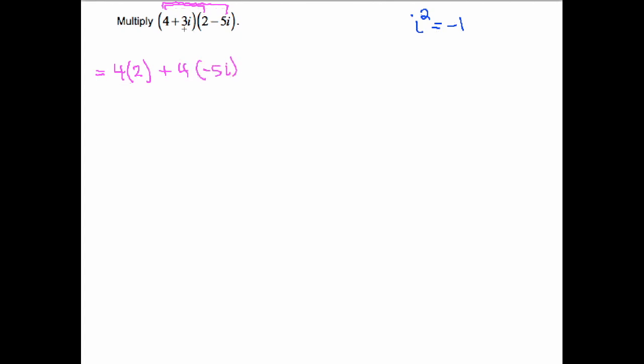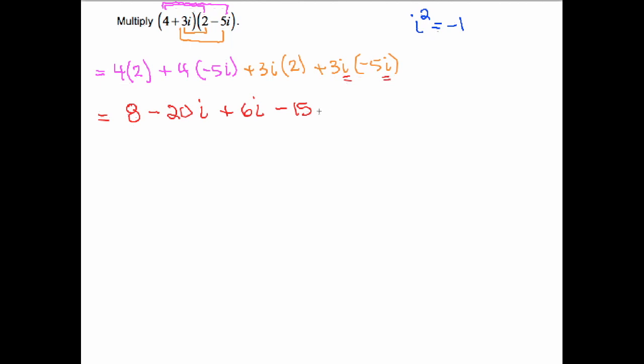Then I'll go ahead and distribute the 3i. I'll have 3i times 2 and 3i times negative 5i. So let's simplify. 4 times 2 is 8. 4 times negative 5i is negative 20i. 3i multiplied by 2 is 6i. And then 3 times negative 5 is negative 15. And i times i is i squared. And I know what i squared is. i squared is negative 1.